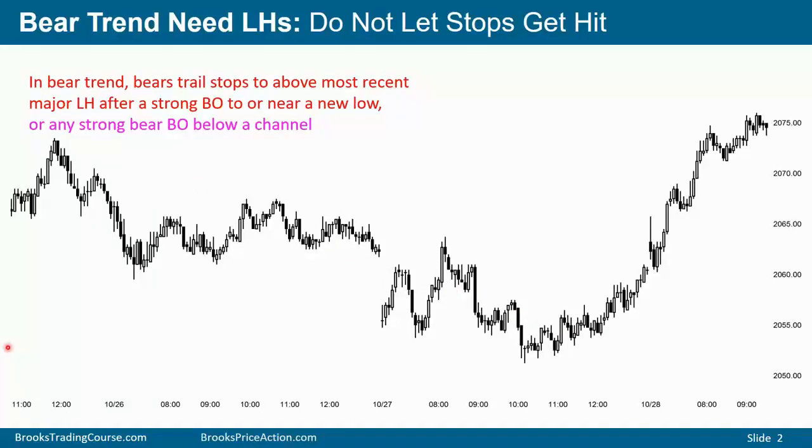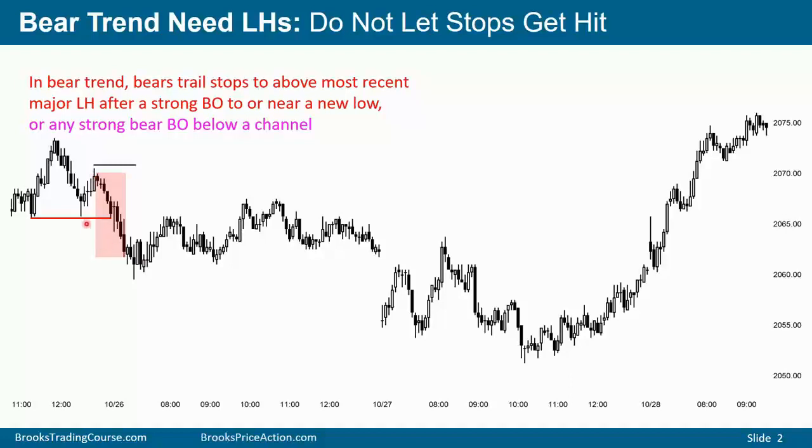In a bear trend, bears trail their stops to above the most recent major lower high. A major lower high is a lower high that leads to a strong reversal down or a strong breakout, usually to a new low. So this is a major lower high. And similar to this, we got a strong breakout. At this point, this is a major lower high after you've had a strong breakout, even though it's still not yet to a new low. And as soon as the market makes a new major lower high, has that strong breakout, wherever the bears had their stops before, they move their stops to just above the most recent major lower high, and that is called trailing the stop.